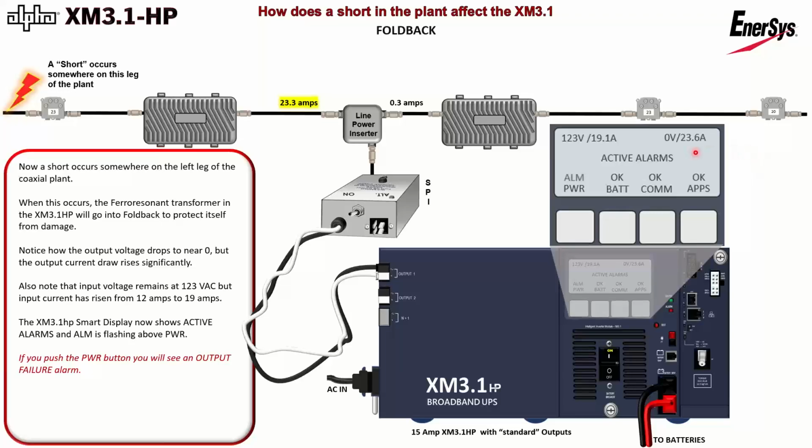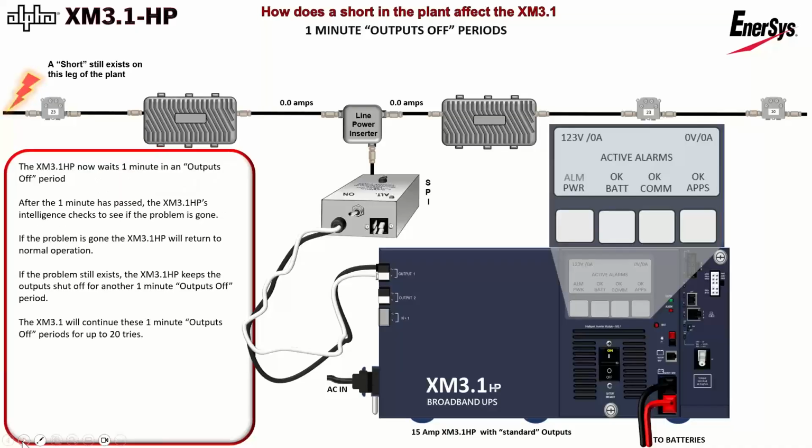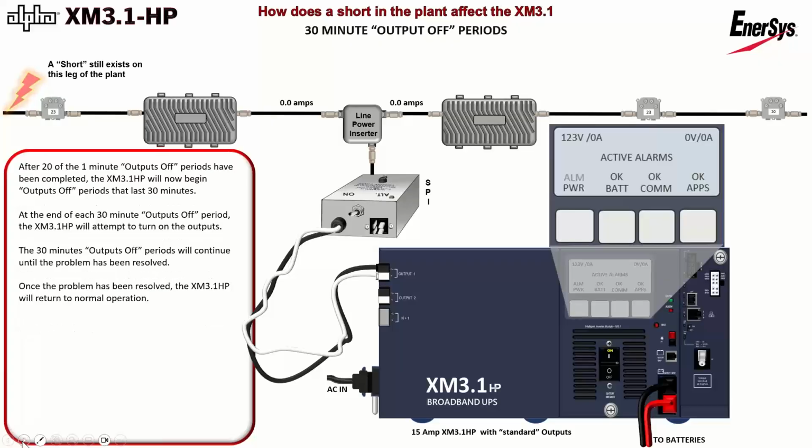If I happen to be there when the problem occurs, and I see the voltage go down to 0 volts and the current go up to 23.6 amps, I am pretty doggone sure that a short just occurred on my cable plant. But remember, 30 seconds after that short occurs, the brain in the power supply is going to shut the outputs off and everything is going to go to 0. Then it's going to wait 1 minute and try to turn back on, and it will do that 20 times. After the 20th time, it's going to do 30-minute cycles. So it'll shut off and wait 30 minutes.